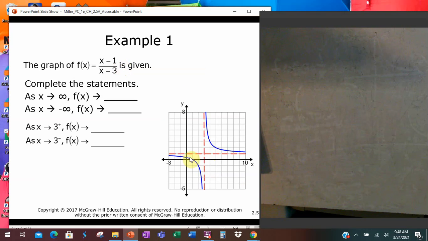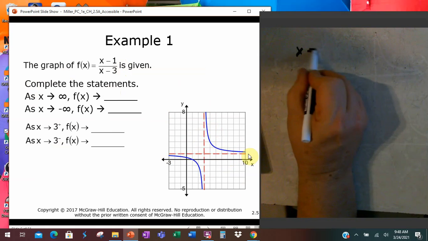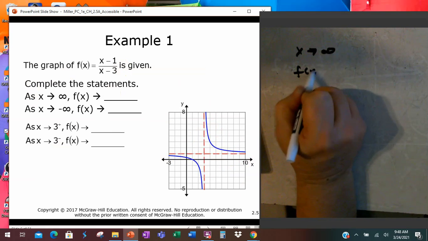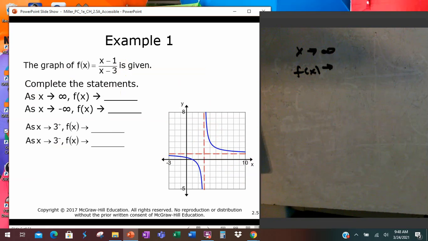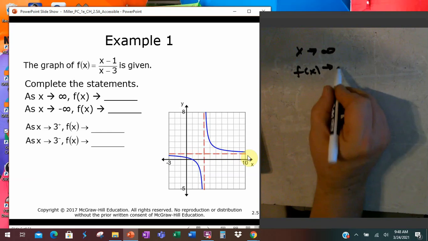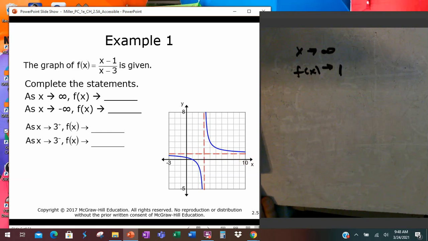This is like the one I did before, and it's just saying, from this graph, complete these statements. As x goes to infinity, the little guy is out here walking this way. As x goes to infinity, f of x is going to, now look, this line is up here, so it looks like 1. f of x goes to 1, not 0 in this case.